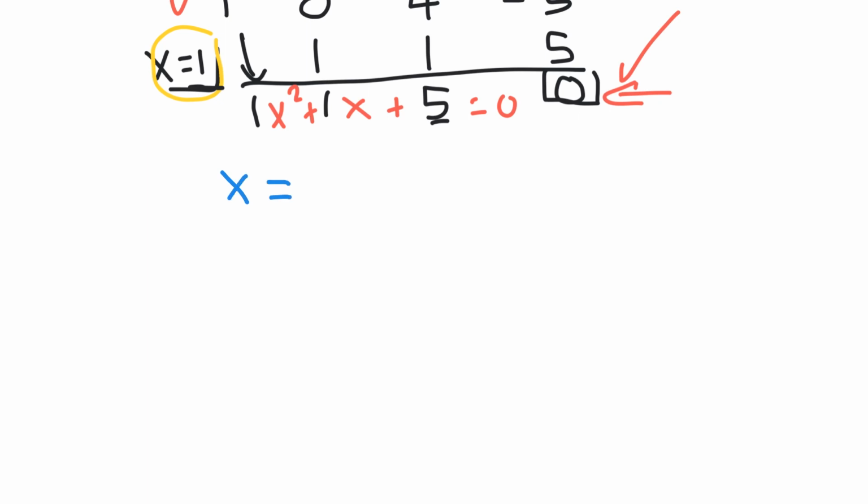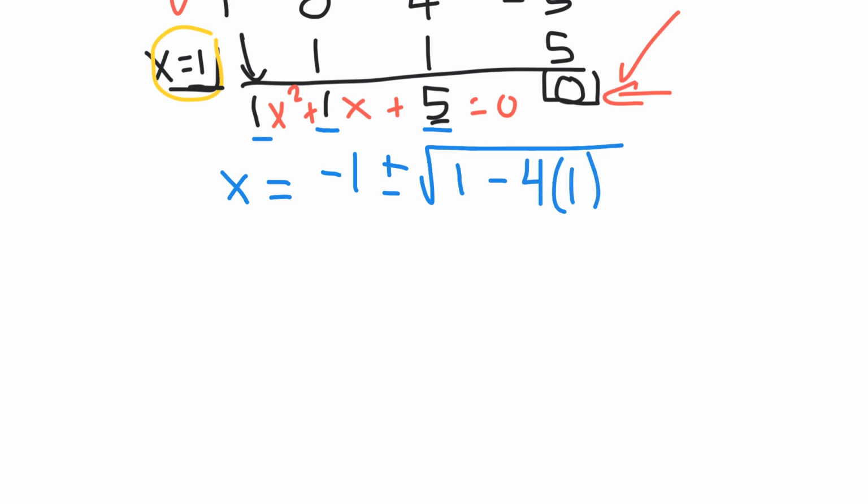X would be negative b, which would be negative 1. This is b. Plus or minus the square root of b squared, which would be 1 squared is 1, minus 4 times a, which is 1, times c, which is 5. All of that over 2a, 2 times 1, which is just 2. So I'm going to have 1 minus 4 times 1 times 5. This is 1 minus 20. 1 minus 20 is negative 19.